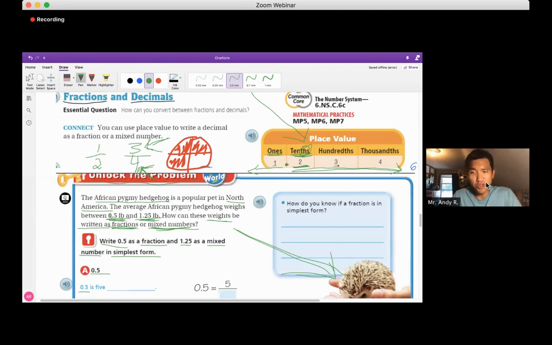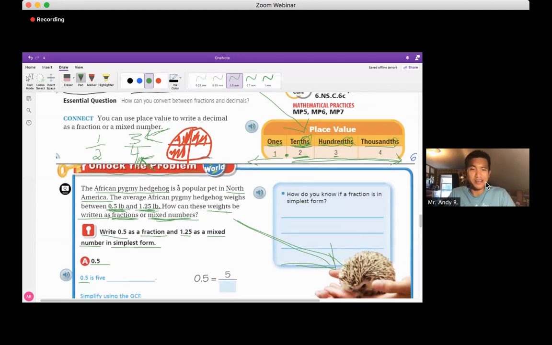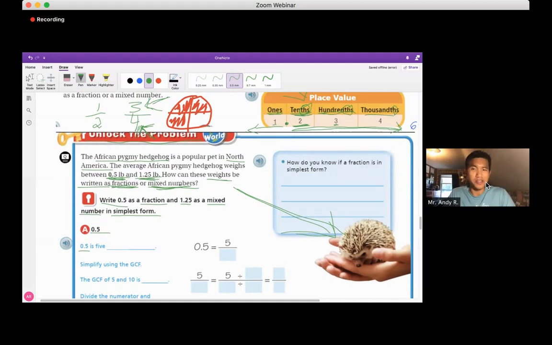And then what do you call the 3? It's called the hundredths digit. Different than hundreds, it has a TH. Hundredths. And then the thousandths digit, with TH again at the end. Okay, I'll leave that right up there.